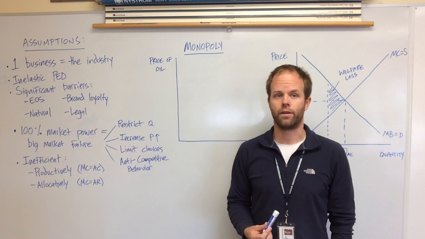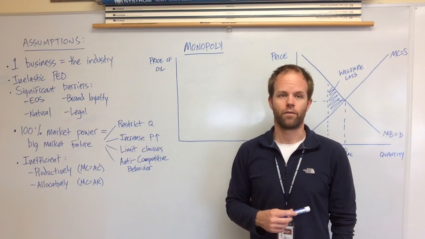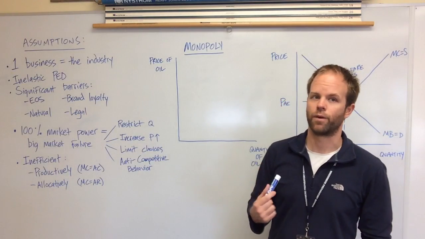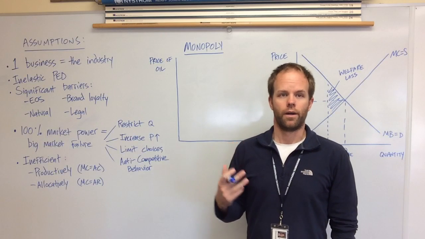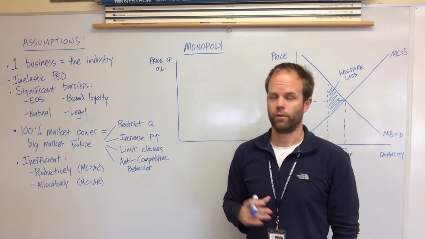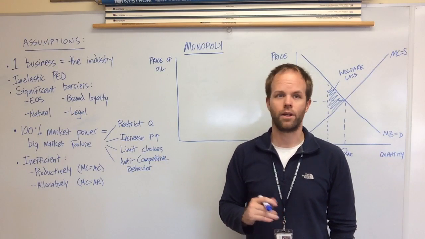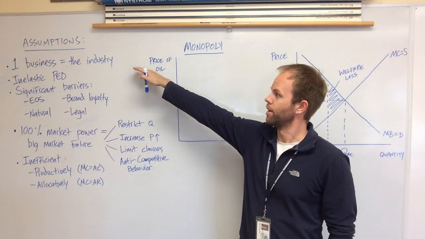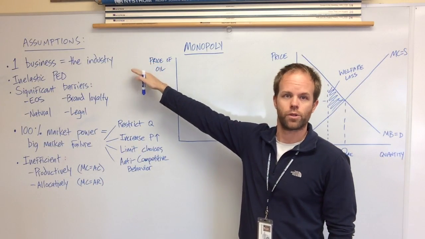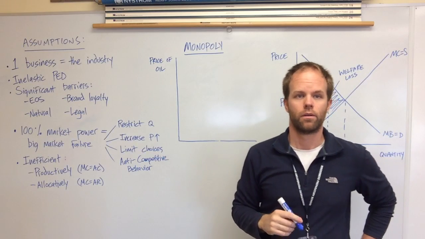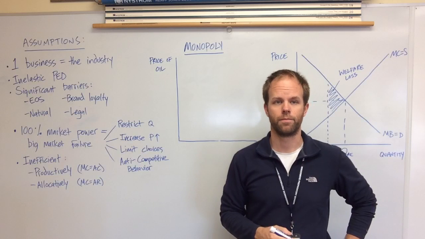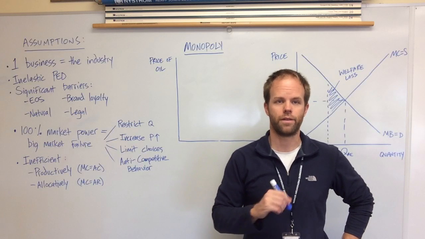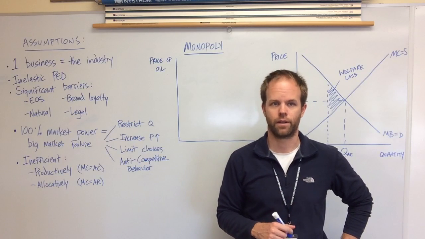There's a lot going on here with monopoly, and the government needs to consider these things if they're going to have some kind of policy response to deal with this type of market failure, right? So one business is the industry. So because of that, usually the demand for products that monopolies sell, usually monopolies only end up selling one thing, is going to be very inelastic.